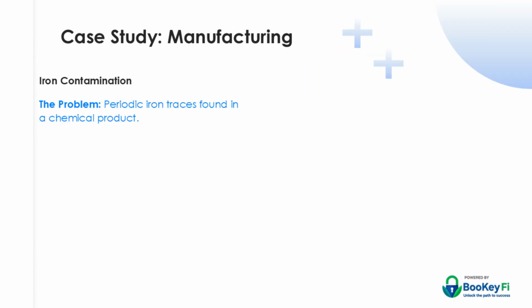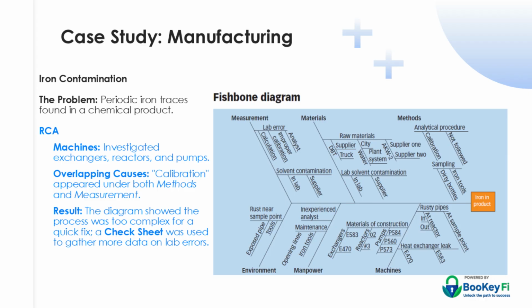Case study: manufacturing. The problem. In this industrial example, a manufacturing plant faced a serious quality issue. They found small traces of iron contaminating their chemical products. Because the contamination happened only occasionally, it was difficult to find the source without a deep dive. Root cause analysis, RCA. The team used the machines category to investigate their hardware. They looked at every exchanger, reactor, and pump in the production line. They were searching for signs of wear or corrosion that could be releasing iron particles into the chemical flow.